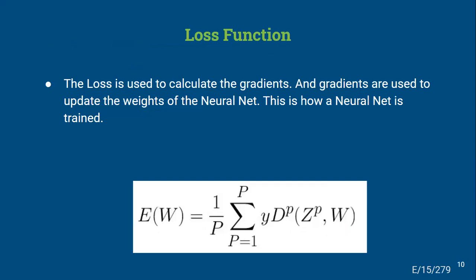The loss function is one of the important components of neural networks. Loss is nothing but the prediction error of the neural net, and the method to calculate the loss is called the loss function. In simple words, the loss is used to calculate the gradients, and gradients are used to update the weights of the neural net. This is how a neural net is trained.